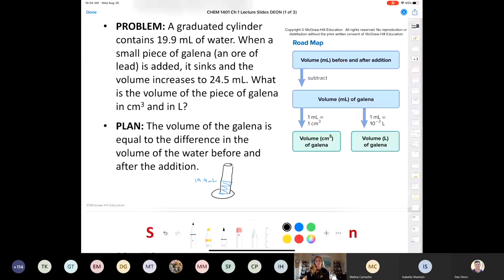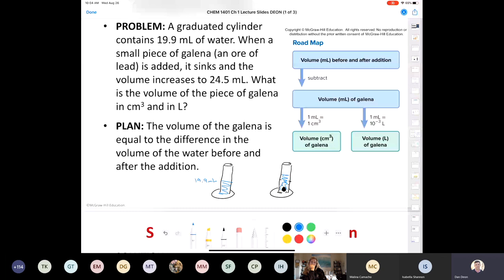Copy. Paste. Boom. And what if I, oops, I didn't mean to do that. There we go. What if I pixel erase it? There we go. So then what they're doing is they're dropping the galena in it. So the galena, put the galena there, whatever, not to scale, okay? And then when they drop it in, the volume of water is going to go up, right, by displacement. And so the new volume is 24.5 milliliters.